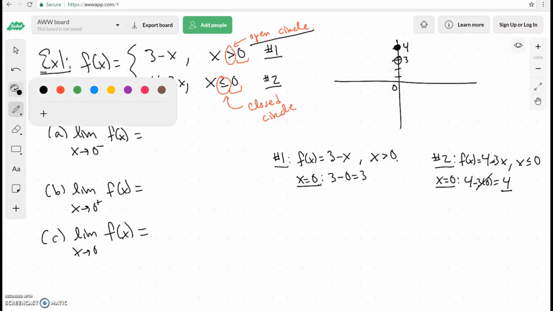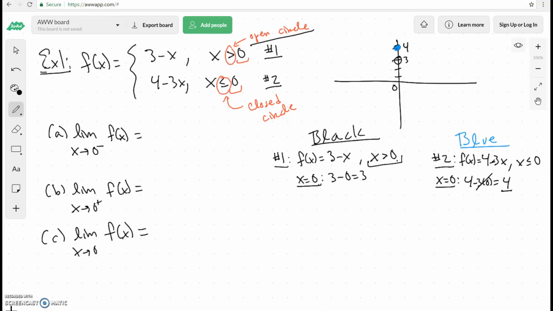Okay, so let me draw them in different colors. So equation number 1 will be black. Equation number 2 will be blue. Okay, I'm going to write blue here. Okay, and my other one's going to be my black one. All right, so for my black one, let me finish drawing it. Now, because x is greater than 0, this means that the entire graph is going to be everything that's greater than 0, which means that's going to be everything to the right of it.